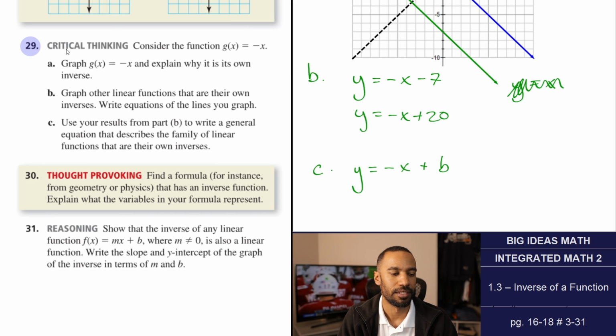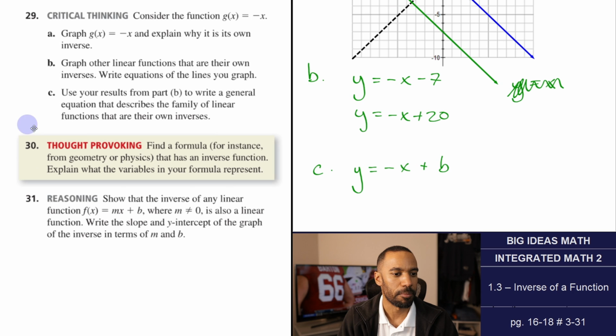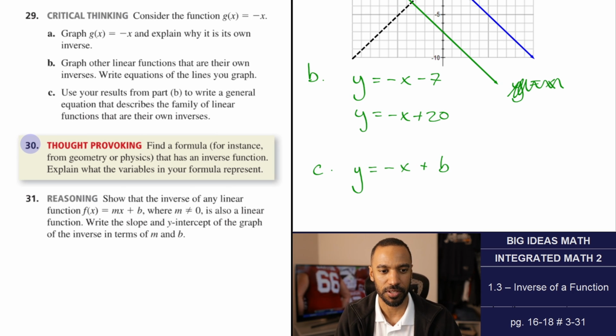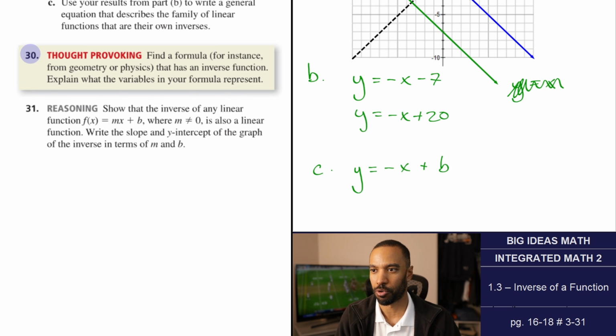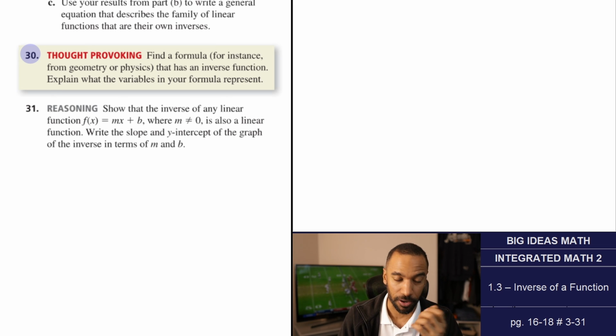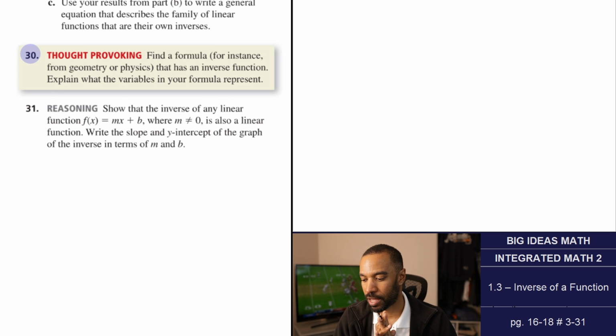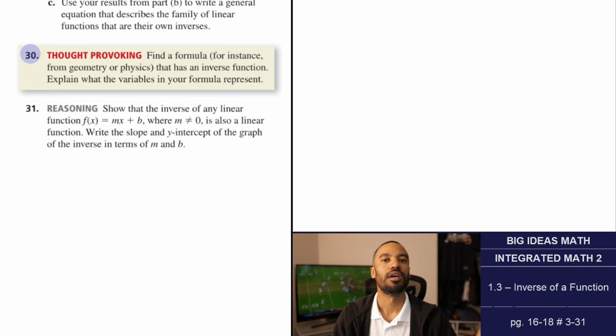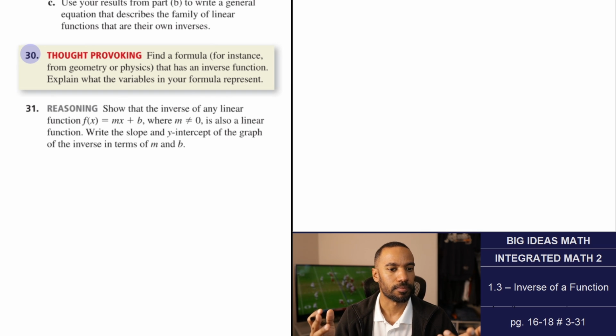Okay, number 30. Thought-provoking. Find a formula, for instance, from geometry or physics, that has an inverse function. Explain what the variables in your formula represent. I know one, a very common, popular one. Fahrenheit and Celsius. That has an inverse function.